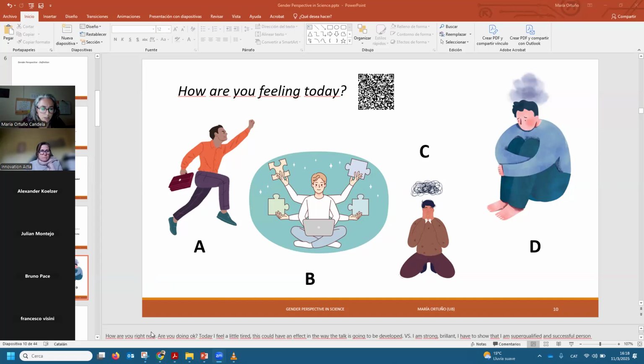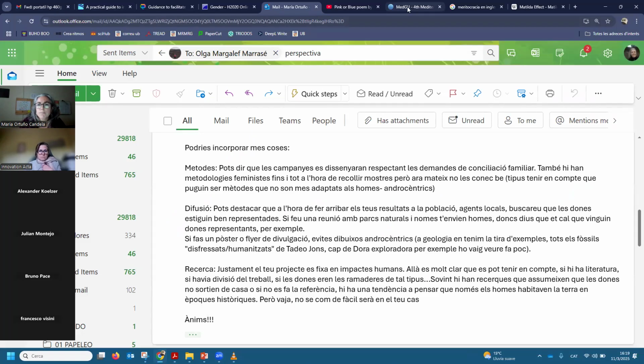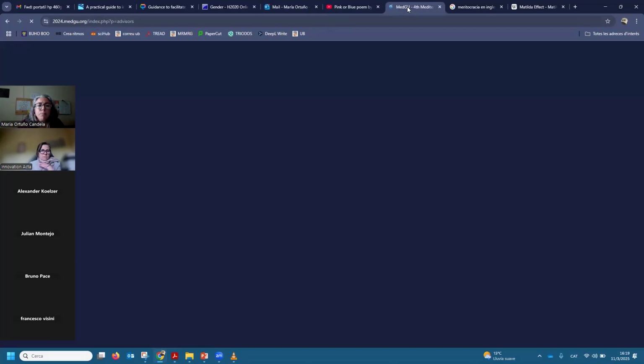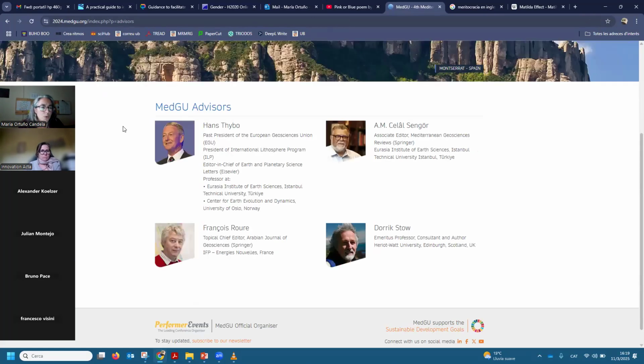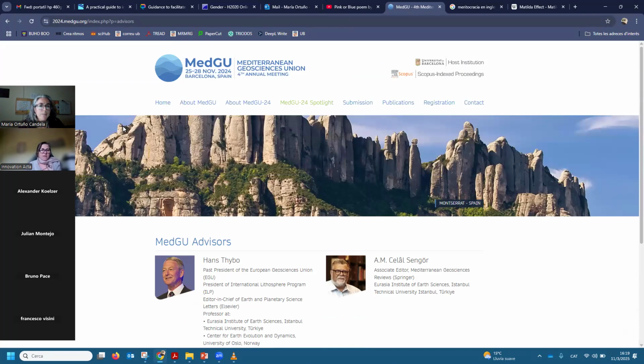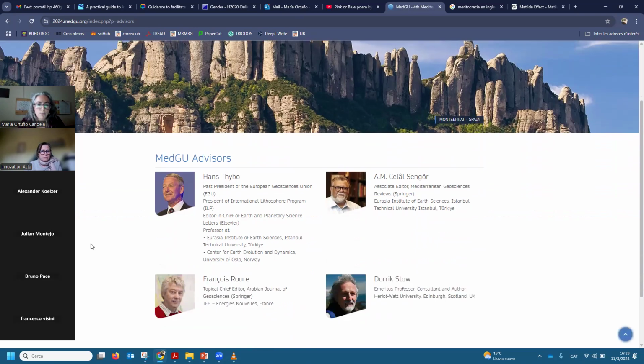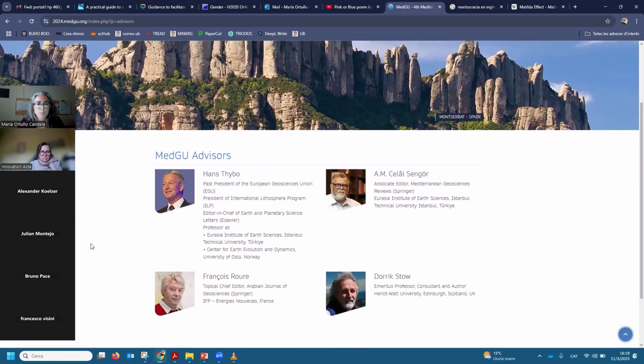So let's see, for instance, I had here, can you see the web page that I'm showing? Okay. Yes. So this is the Mediterranean Geoscience Union meeting that was held in November in Barcelona. And I was really shocked to see that the advisors of the meeting, the MedGU meeting, were all men. Okay, I'm quite used to this.